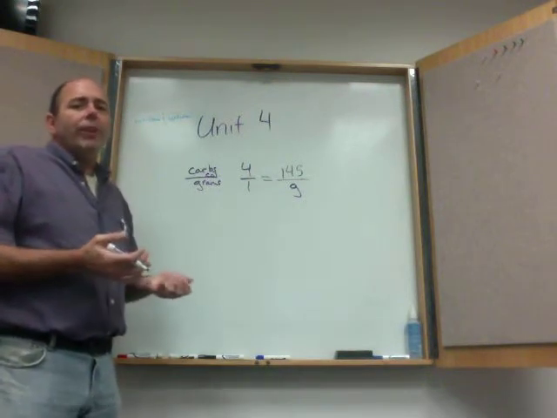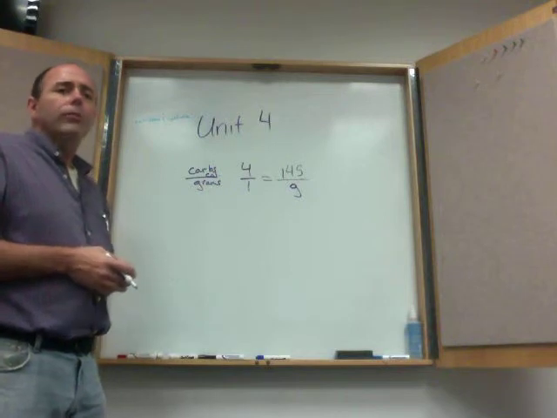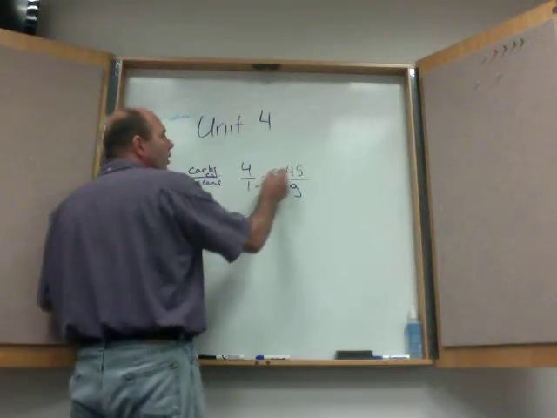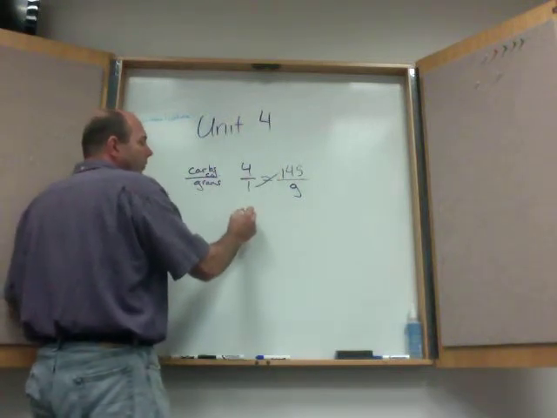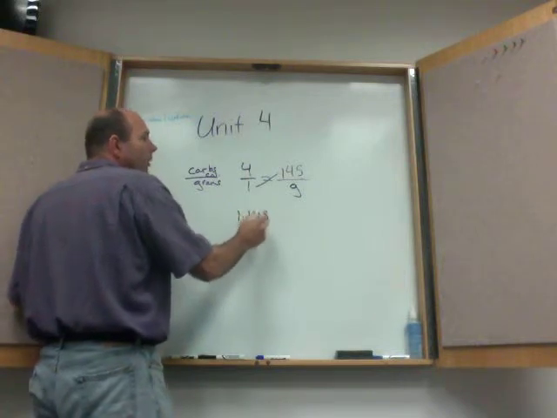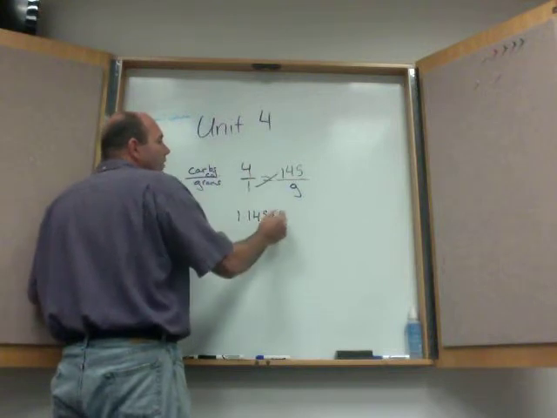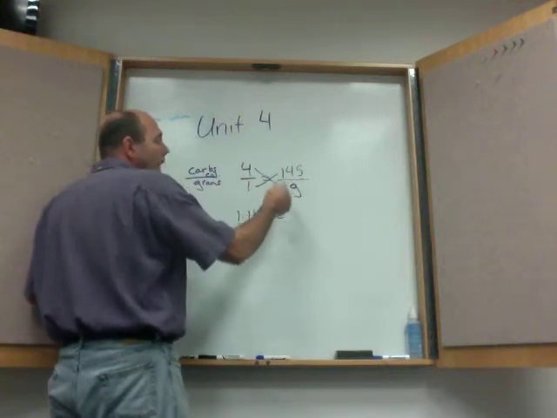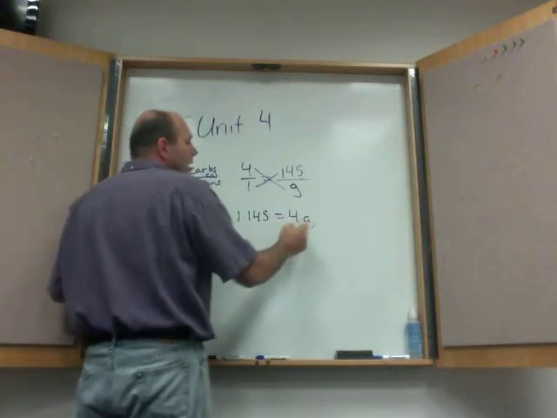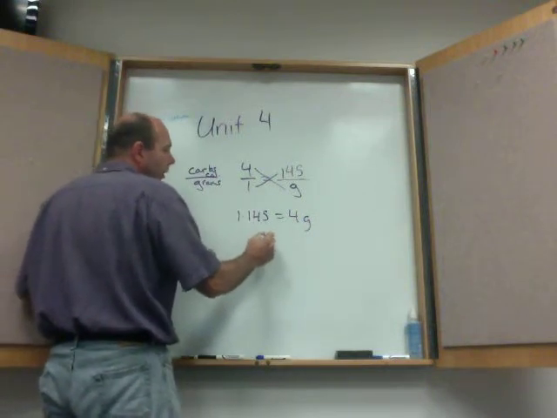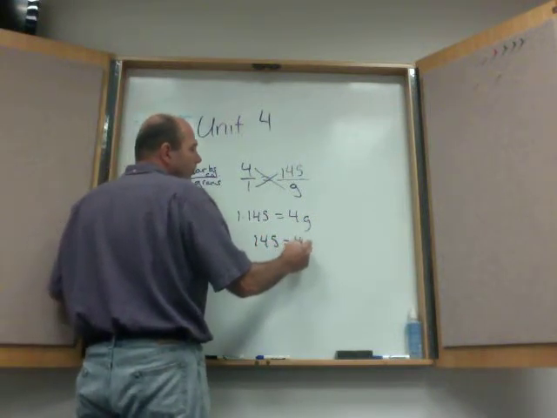Again, after you set that up, you just cross multiply and solve. And that's really easy. 1 times 145. See, I told you, you don't want me to be your doctor. I'll make mistakes like that. Is equal to 4 times G. And 1 times 145 is just 145 is equal to 4 grams.